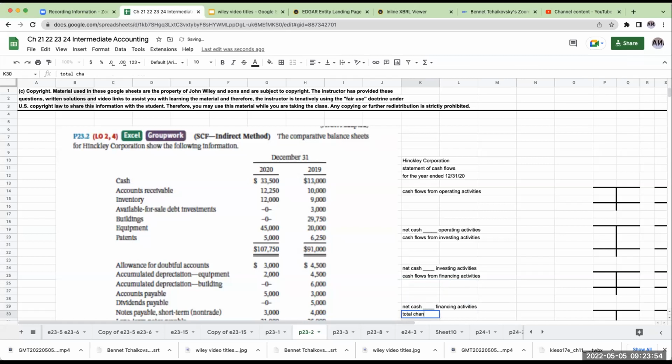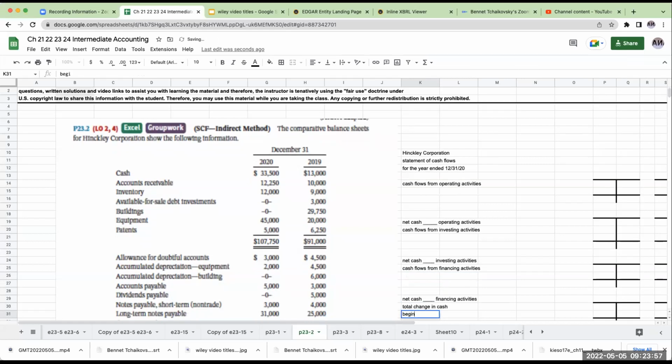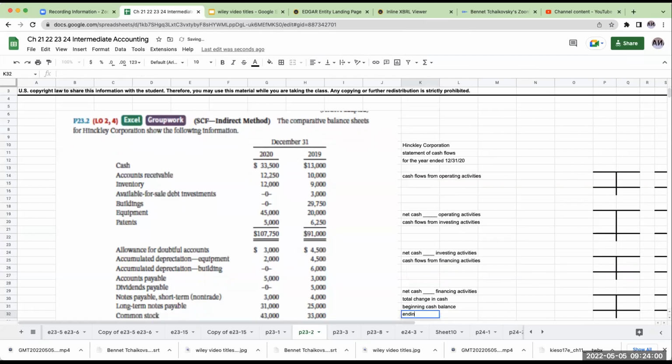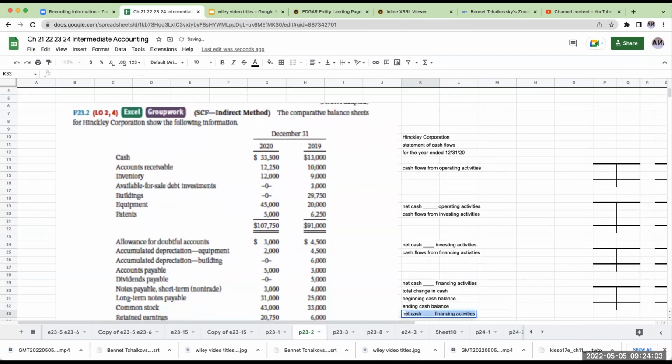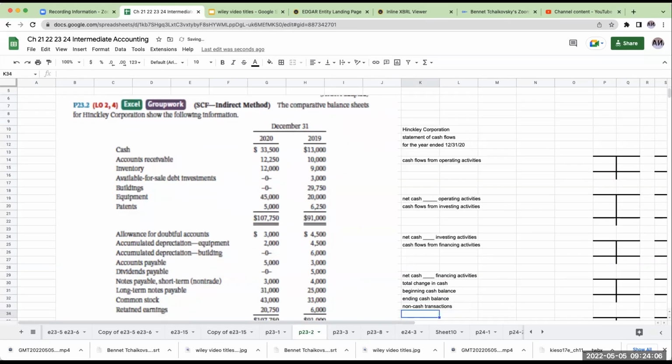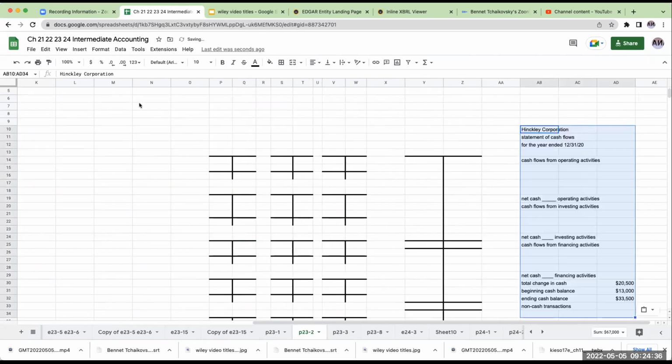And so then our total change in cash, beginning cash balance, ending cash balance, and then non-cash transactions. Okay, so our total change in cash here is going to be 33,500 minus 13,000, or 20,500. Remember, my change in cash is the difference between these two balances. My beginning cash was 13,000, so my ending cash is 33,500. So this is our skeleton, and we want to make sure that we do this because this is what we're being asked to ultimately prepare.